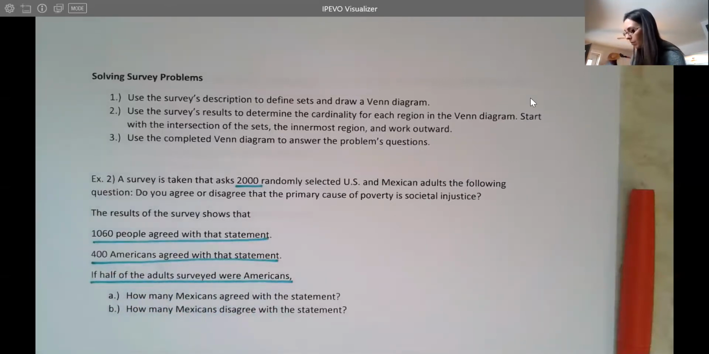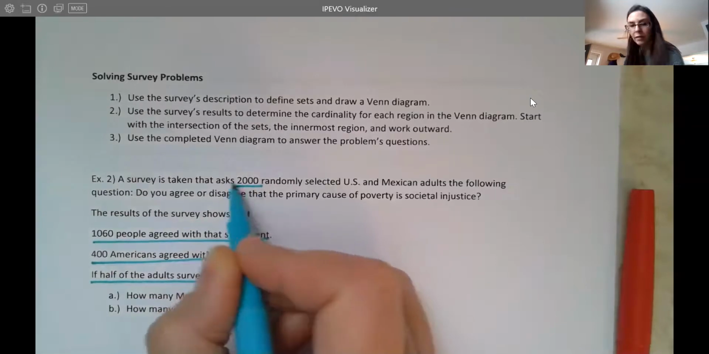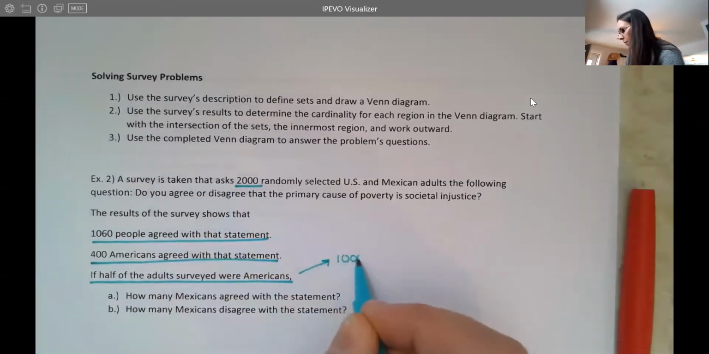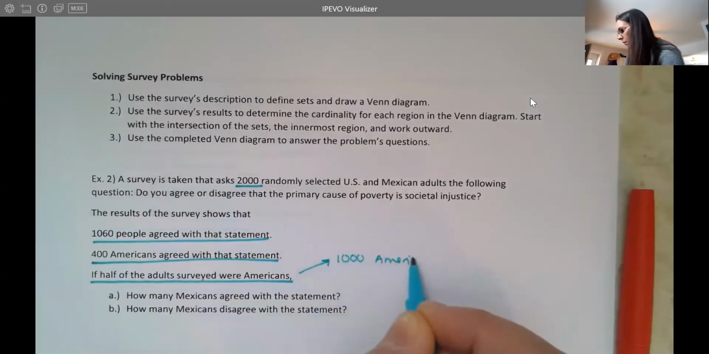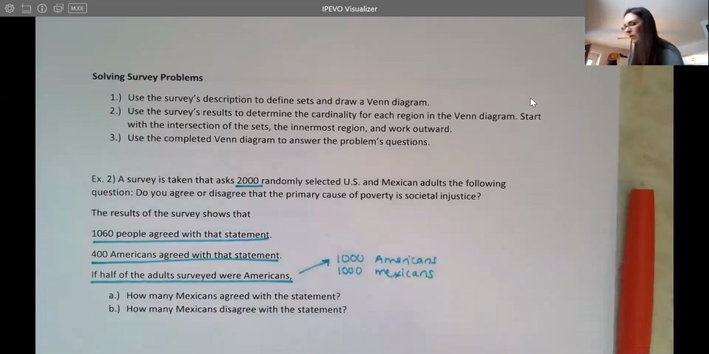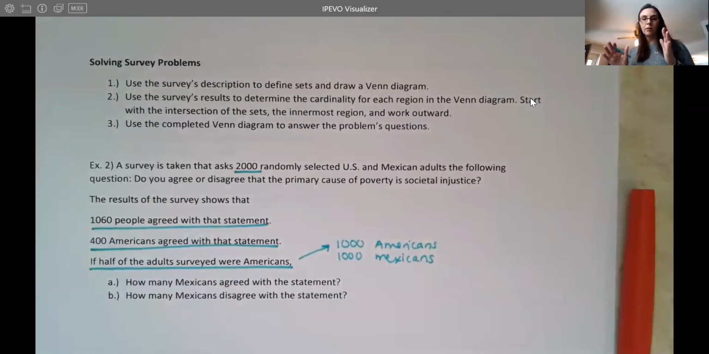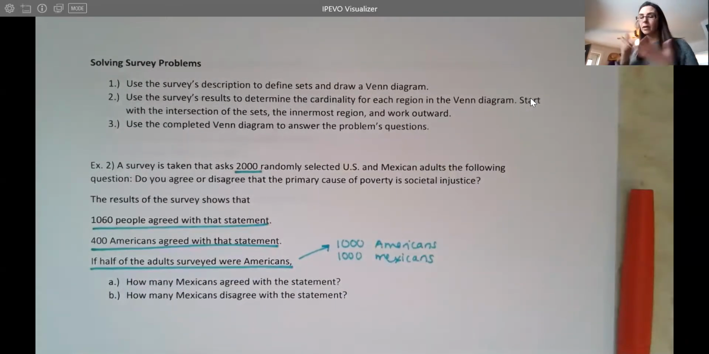Okay, so before we even jump in with Venn diagrams, if I know that half the adults surveyed were Americans and I had 2,000 to start with, that must mean that 1,000 Americans were surveyed and 1,000 Mexicans were surveyed. So before I even jump in, I'm just going to make that mental note for myself. I know that half of the adults were Americans. I know I had 2,000 people. So it must be that they surveyed an equal number, 1,000 Americans, 1,000 Mexicans to get their data.